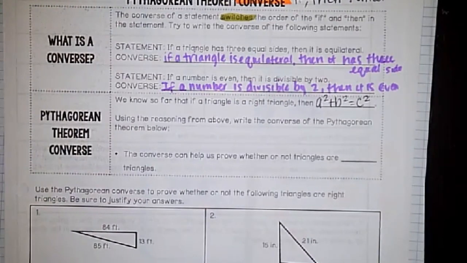So what did you do in the first statement? You said if a triangle has three equal sides, then it is equilateral. And you said if a triangle is equilateral, then it has three equal sides. Your statement says if a triangle is a right triangle, then a squared plus b squared equals c squared. So how could we reverse that sentence? Separating out the word equilateral and fix the one that we're doing now.